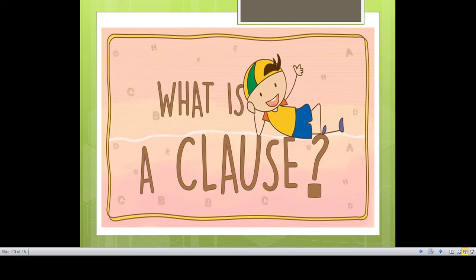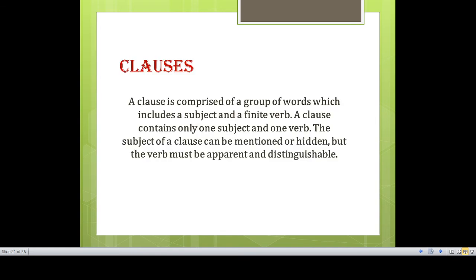So, what do you mean by a clause? It's a group of words which includes a subject and a finite verb. A finite verb, a concrete verb. The subject of a clause can be mentioned or hidden, but the verb must be apparent and distinguishable. This is a point which you need to note. In a clause, the subject sometimes may be mentioned or sometimes it may be hidden, but the verb is important. A finite verb must be apparent and distinguishable within a clause.